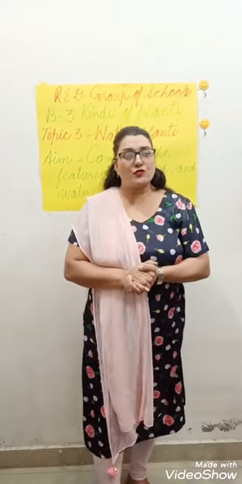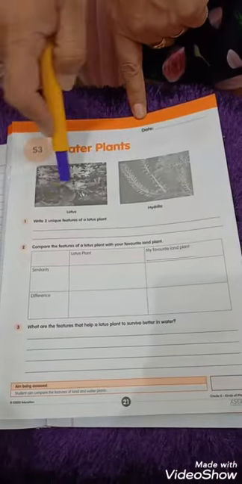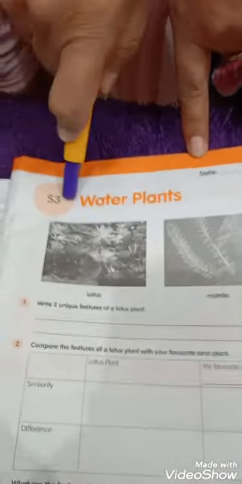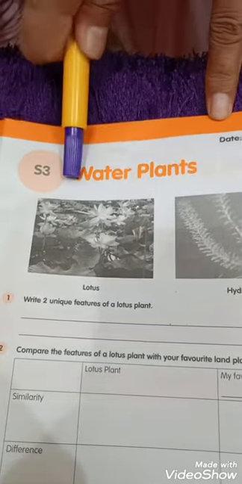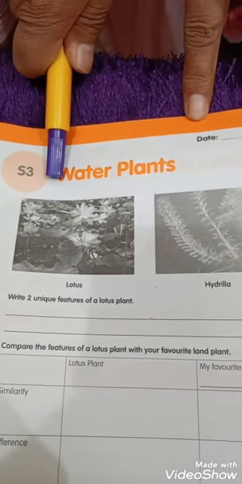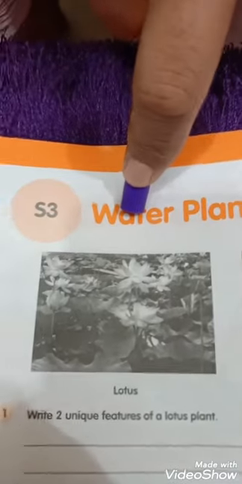Now let's move towards our activity part. The activity is that you have to observe the pictures given on page number 21 of S3. The first picture is this. This is of lotus. It's a lotus. And this is hydrilla.